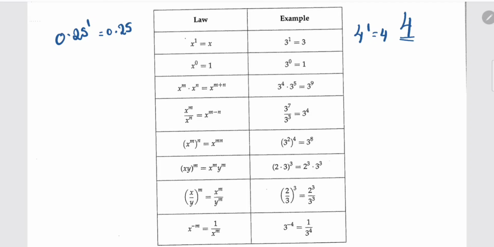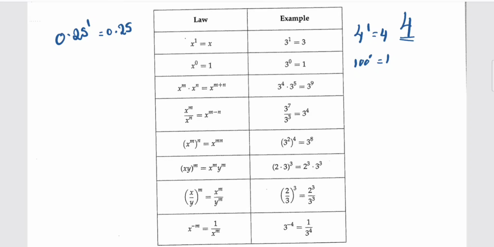It's a very important rule. And any number to the power 0 means it's not repeated, so it's 1. Okay, so any number to the power 0 equals 1. So 3 to the power 0 equals 1. 100 to the power 0 equals 1. Any number to the power 0 equals 1.